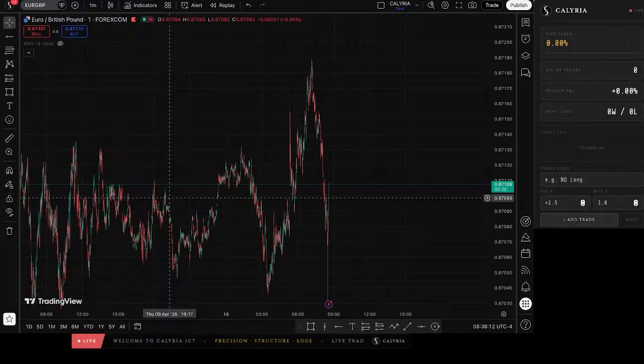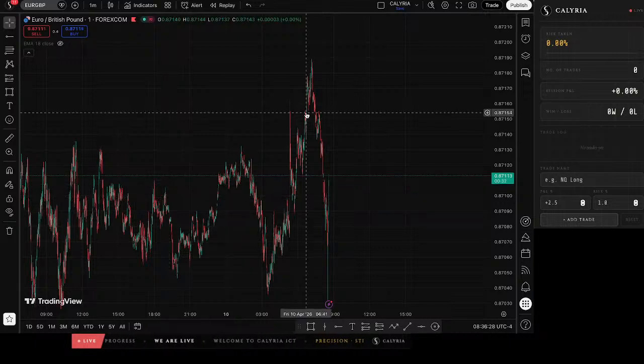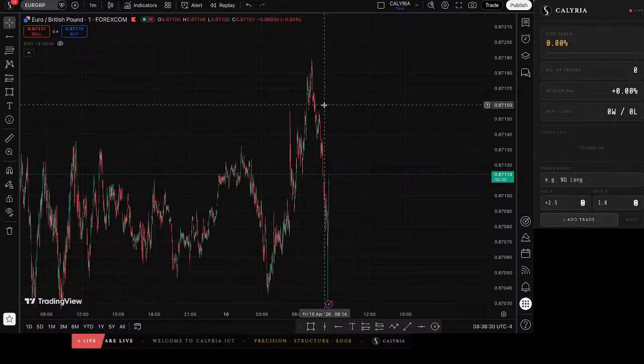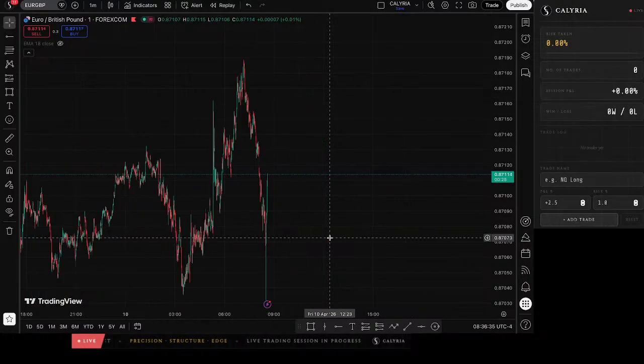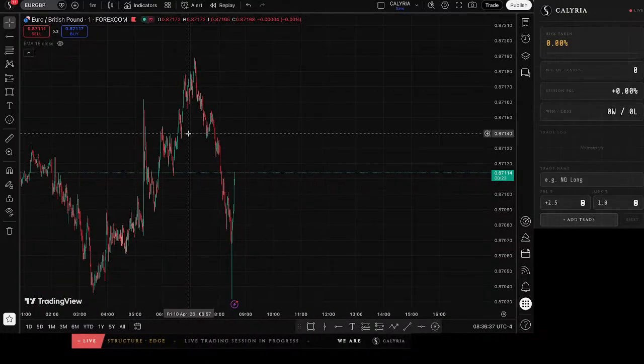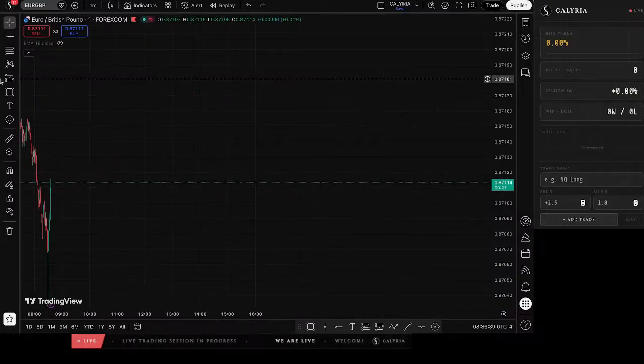I am not able to find, my setup does not allow me to trade Euro GBP now. Okay, my setup has given it here, but my rules defied me here and I didn't take it. And why am I saying it?